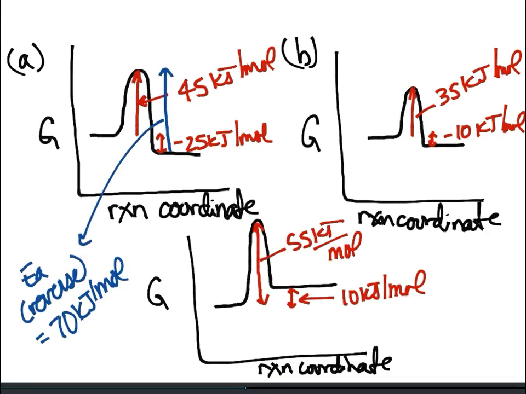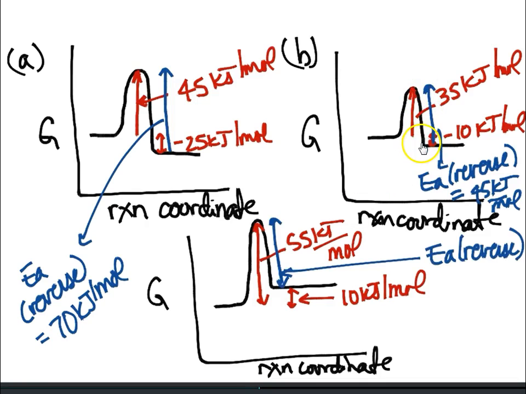I was going to add this in even though the question doesn't ask us this. The activation energy for the reverse reaction in this case would be this distance, 25, plus the 45 here. And so that would be about 70 kilojoules per mole. The activation energy for the reverse reaction here would be about 45 kilojoules per mole. And for this one, it would be the difference. It would be about 45 kilojoules per mole also.